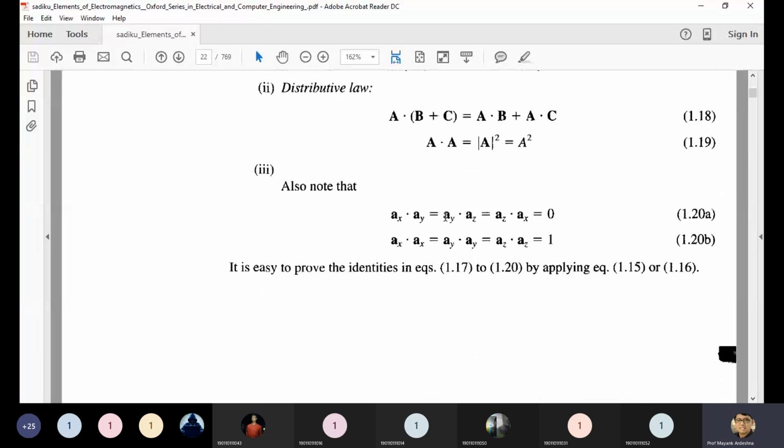So this is the cross product. But suppose I multiply the same unit vector, like ax dot ax. It is the same direction where the ax is present, so the answer is the maximum, it should be 1. Similarly ay dot ay, answer is 1, and az dot az is 1. So this is the dot product of the unit vectors with respect to x, y, and z.